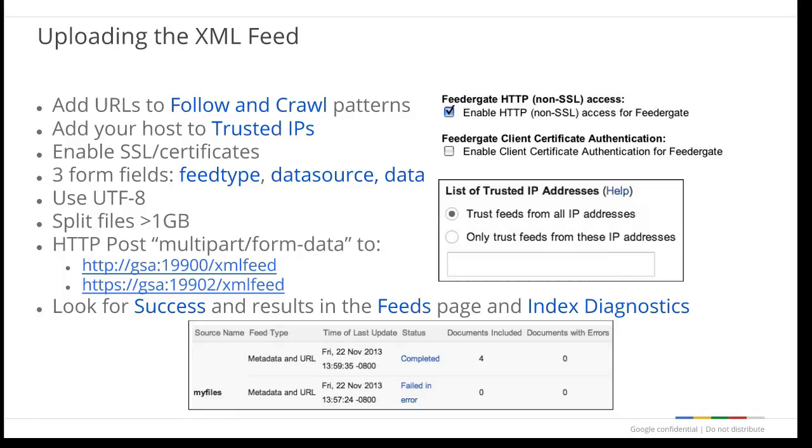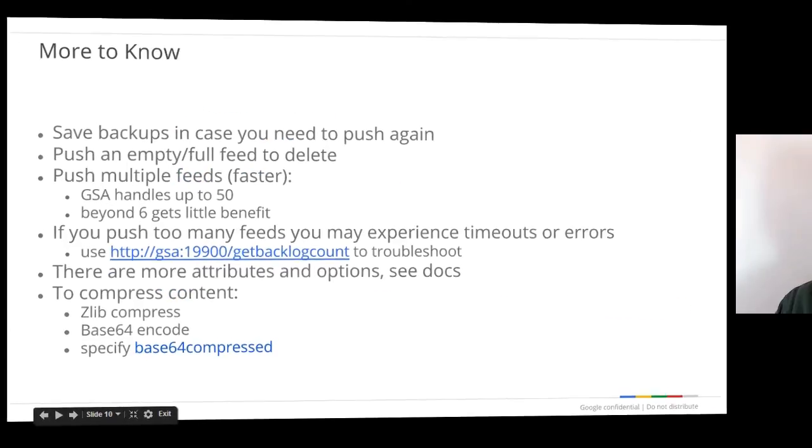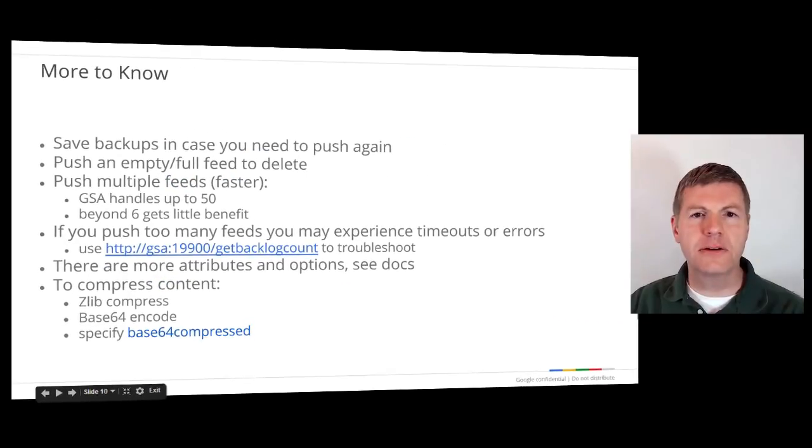You can then go to the feeds page to check the progress of processing your documents. Once the GSA has processed the documents in your feed, you should be able to view them in index diagnostics shortly after that. Metadata and ACLs for a document can also be viewed in index diagnostics. In case your feed submission fails, you might find it useful for your program to save a local copy of the generated XML so that it can be submitted again without recreating it.